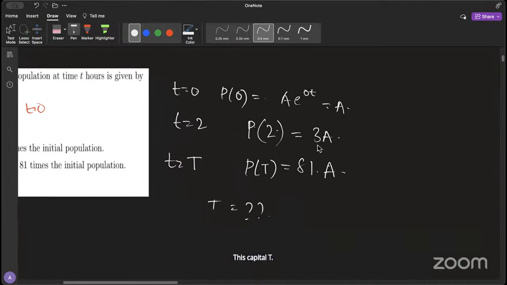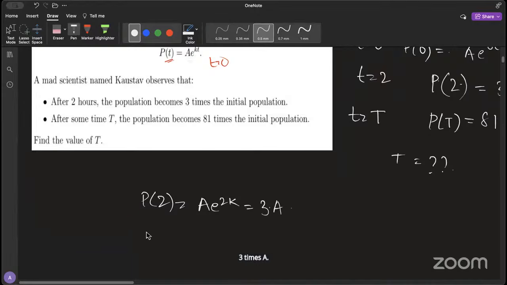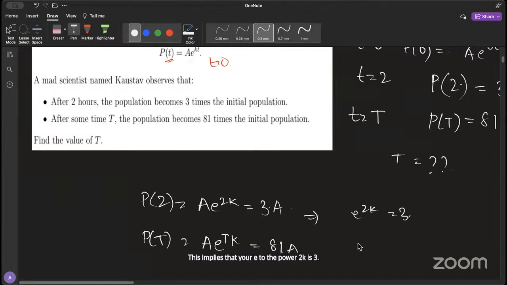So if your P2 is equal to 3A, that means P2 is A e to the power 2k. This is given to be 3 times A, right? And Pt will be A e to the power tk. This is given to be 81A. This implies that e to the power 2k is 3, and this implies e to the power tk is 81. You have to find the value of t.